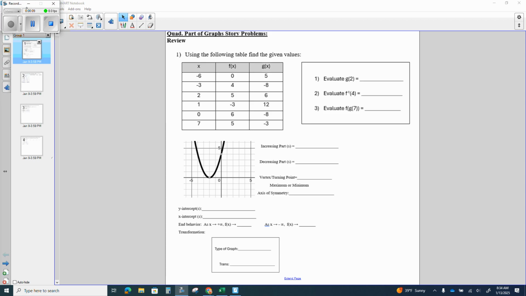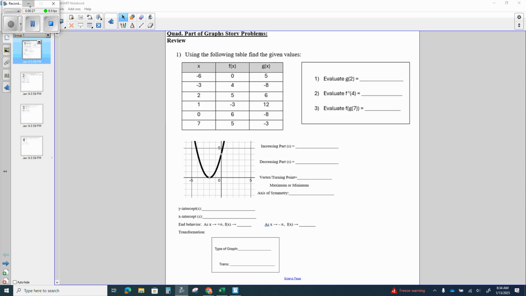I wasn't able to find a video that went over parts of the graphs when we use Desmos, so we might be having a few of my videos in here. I'm not going to go through all the examples in the notes. We're only going to go over one. So I'm looking at quadratics, part of the graph story problems.